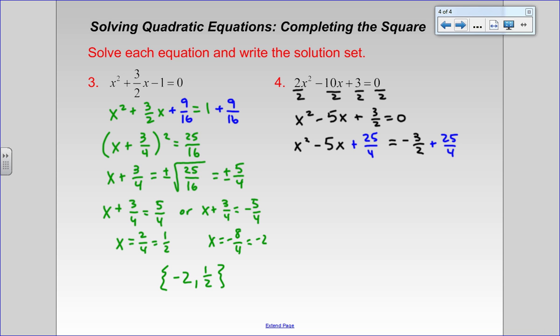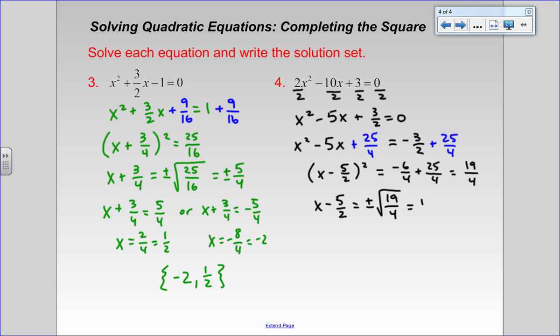Factoring the perfect square trinomial on the left-hand side, the quantity x minus 5 over 2 squared. And then on the right-hand side, once again, to add these fractions, we need a common denominator. Let's rewrite our first fraction as negative 6 over 4. And then if we add 25 over 4, we have 19 over 4. Now we can apply the principle of square roots. So we have x minus 5 over 2 equals plus or minus the square root of 19 over 4. And since 4 is a perfect square, we'll simplify that to plus or minus the square root of 19 divided by 2.